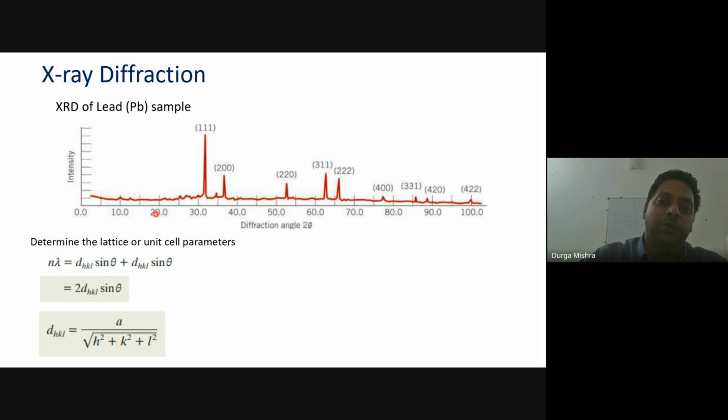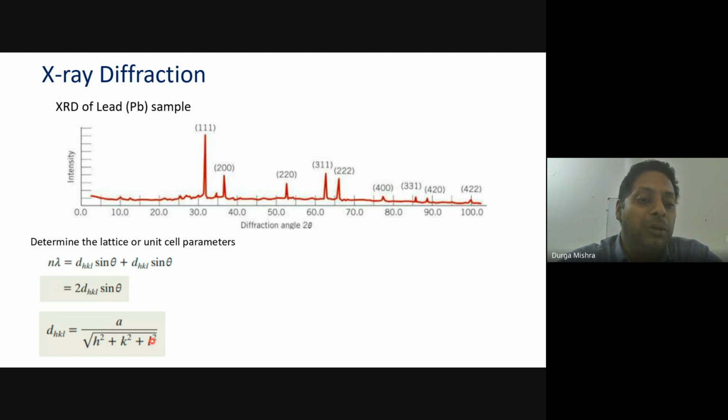And this n, what you observe is the first order diffraction. So this is 111. If you look at this 222, for example, this represents your second order diffraction peak. Similarly, this is the 200, which is the first order diffraction peak. The second order diffraction peak is 400. So you have to go to a much higher angle to see the diffraction peak from this 220.